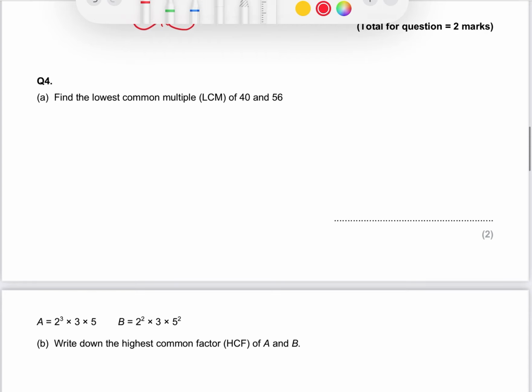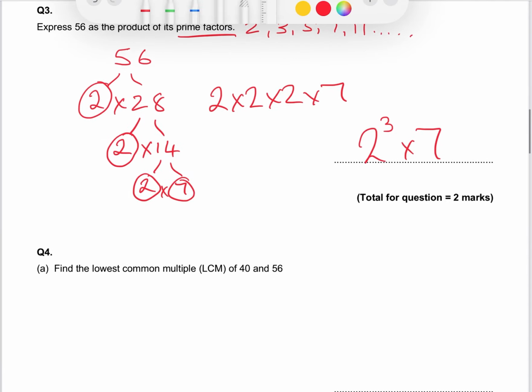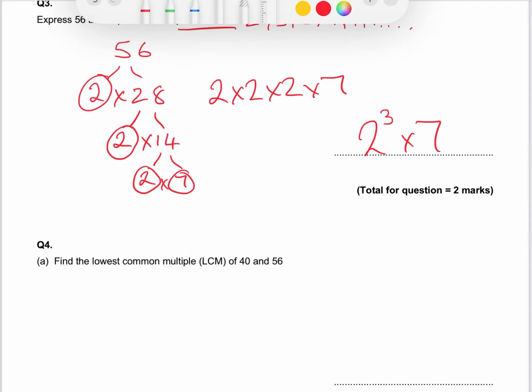This next question, I'm going to use products of my primes to help explain this. So if you're asked to find out the lowest common multiple of something, it's basically asking you to write out the times table of both of those numbers, and then see where they eventually match. Okay, so I'm going to use products of primes to help me with this. So I've already done 56 in that previous question.